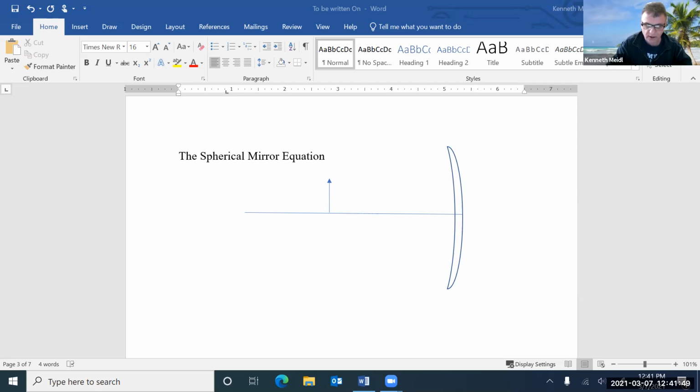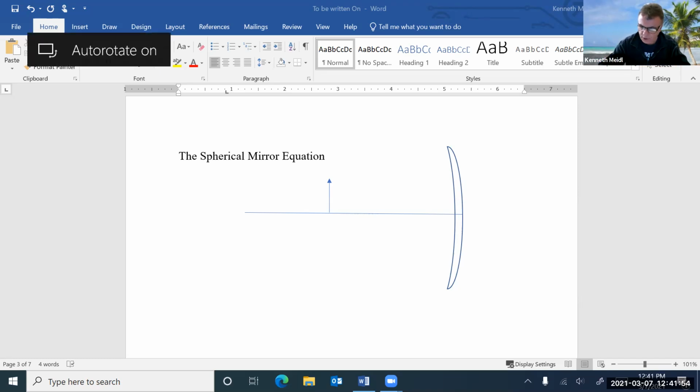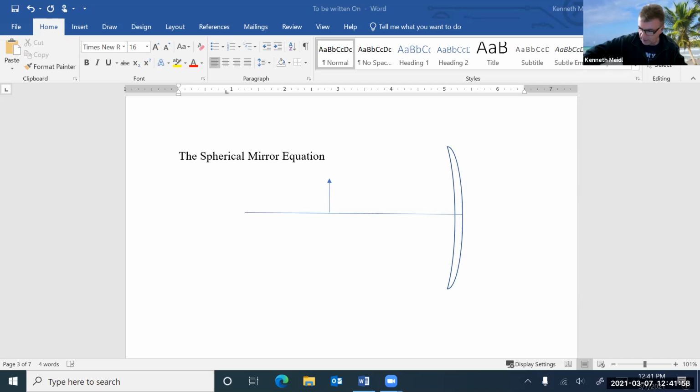This lesson here is on chapter 23 on spherical mirrors and trying to deal with them mathematically. And so we'll try to develop some sort of equations that will give us some precision here. So I'll call this the spherical mirror equation.